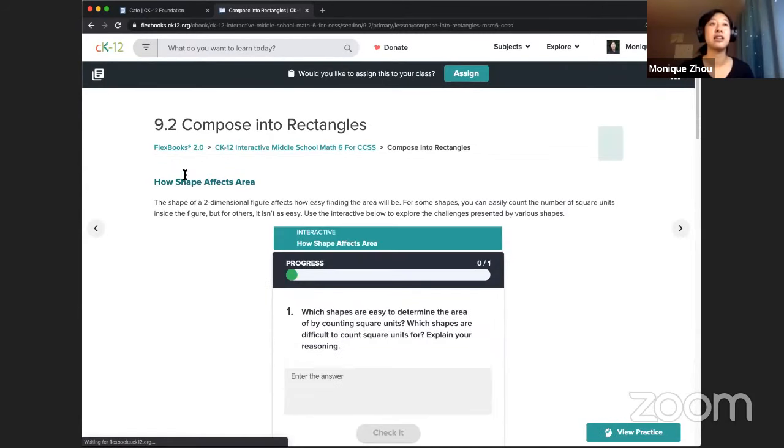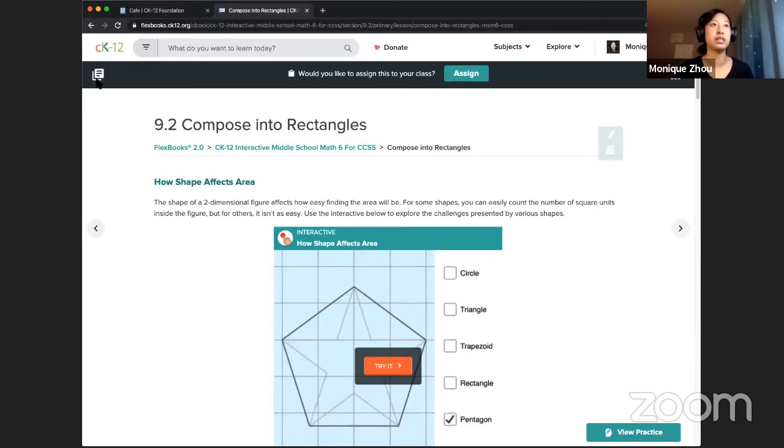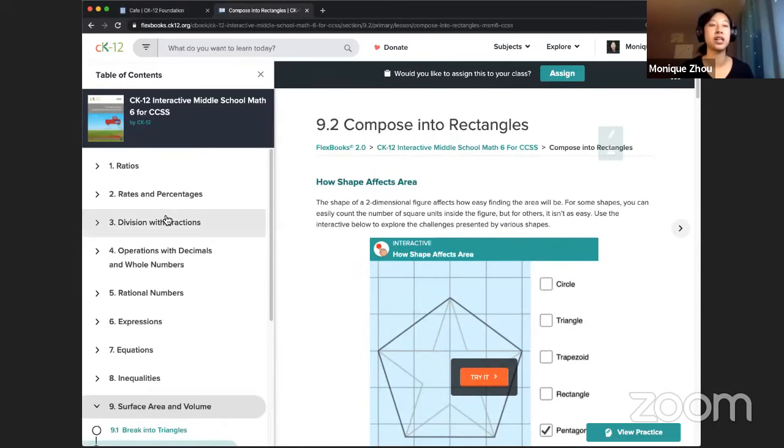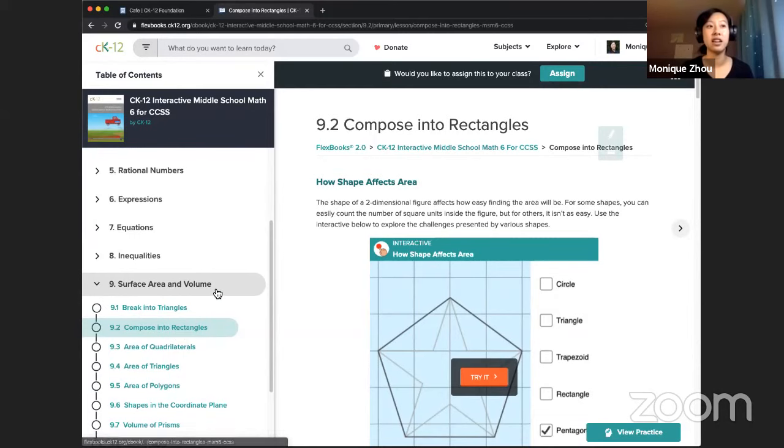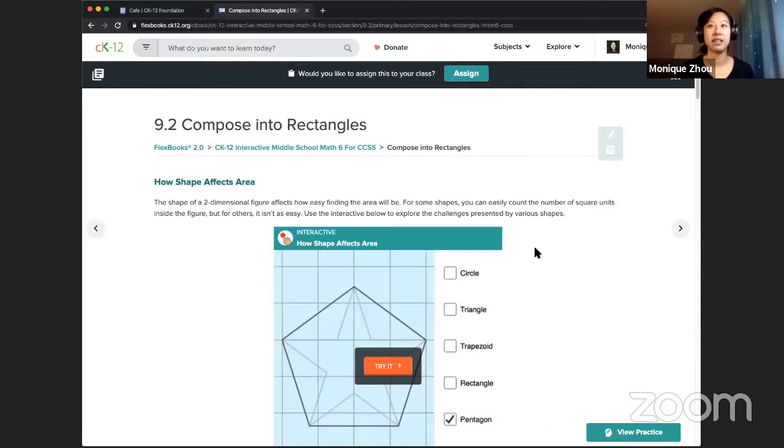Now we are in lesson 9.2 called Compose into Rectangles. If we open up the table of contents, we can see this is the second lesson of chapter 9, which is on surface area and volume. Now, if you remember from last time, I talked about a piece of paper and how we might be able to find the area of this piece of paper. We can divide the paper into unit squares and count the unit squares to find the area. But this works because the piece of paper is rectangular.